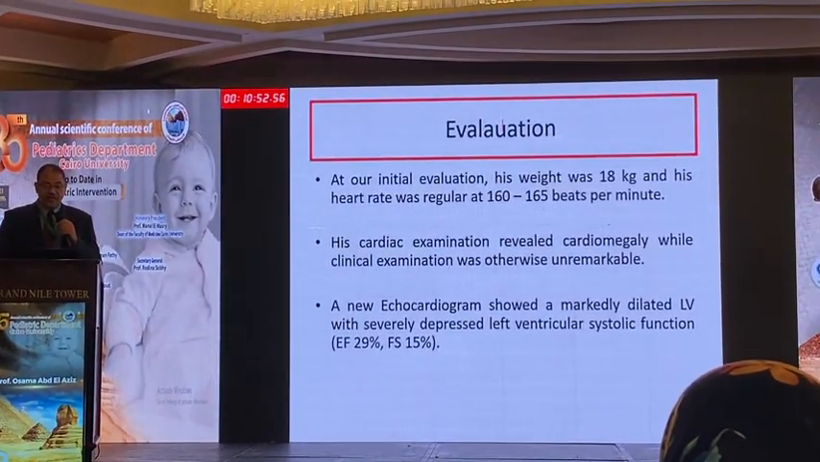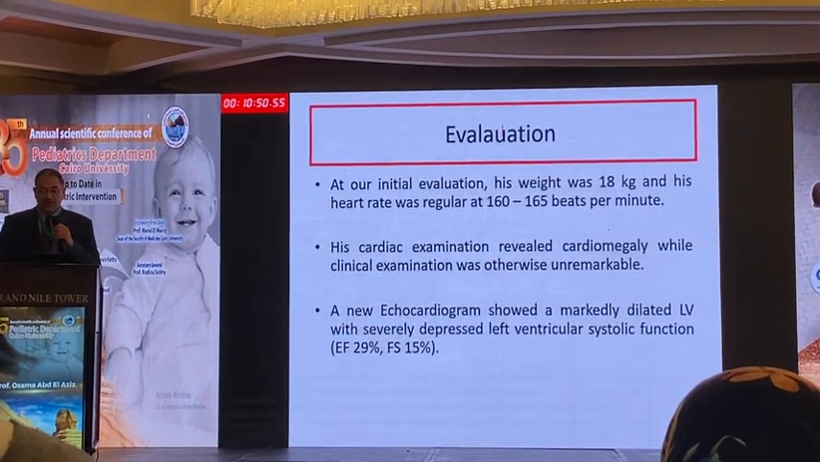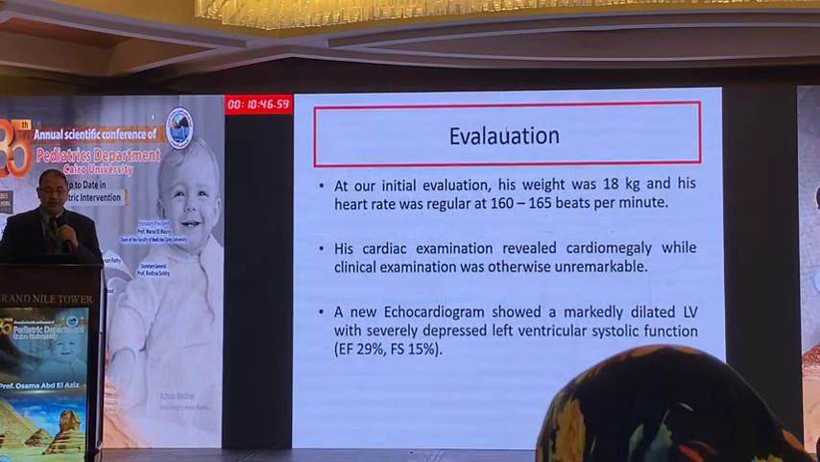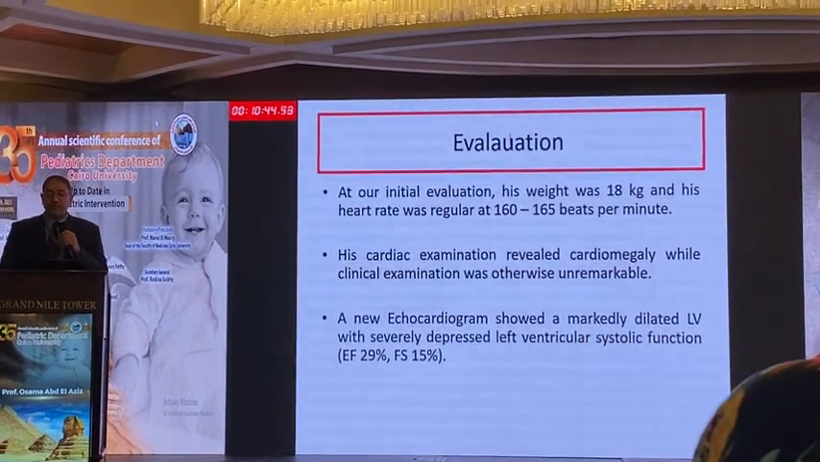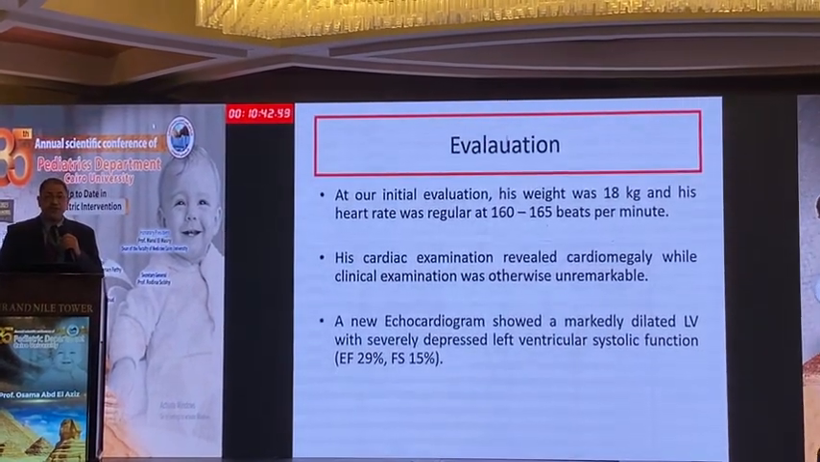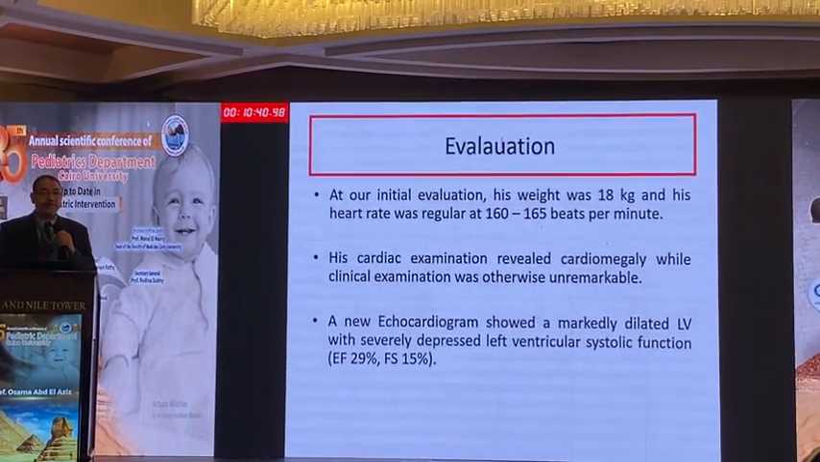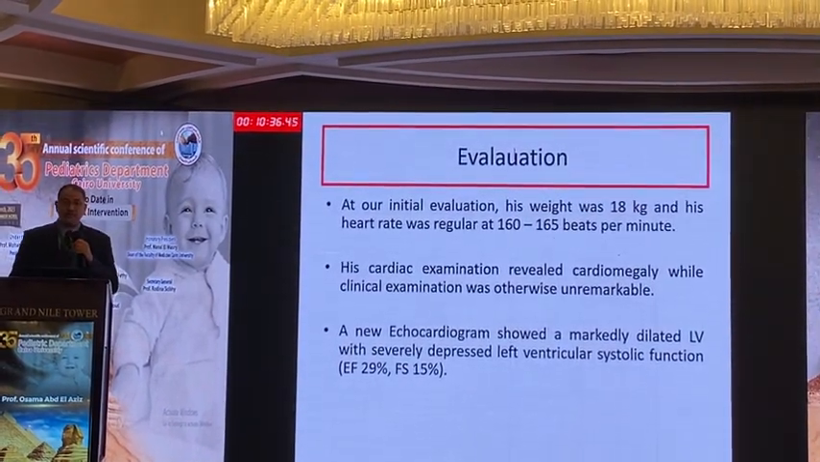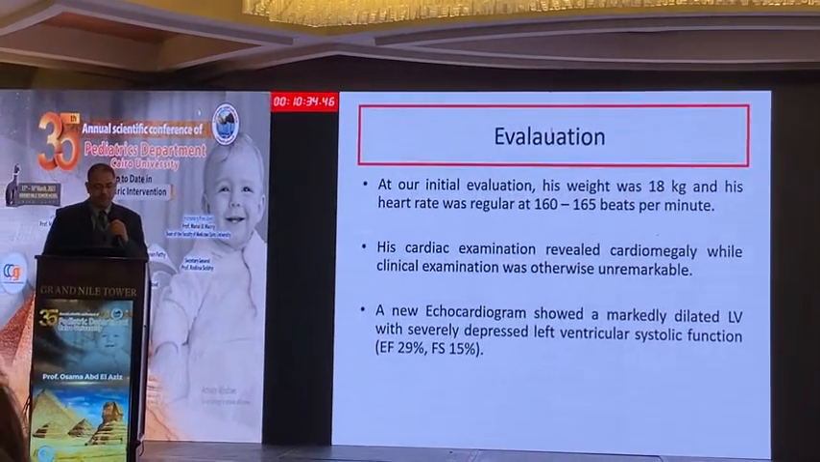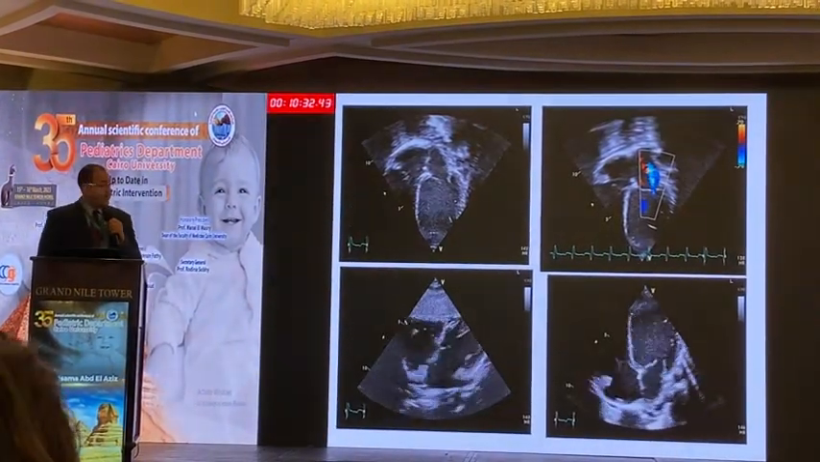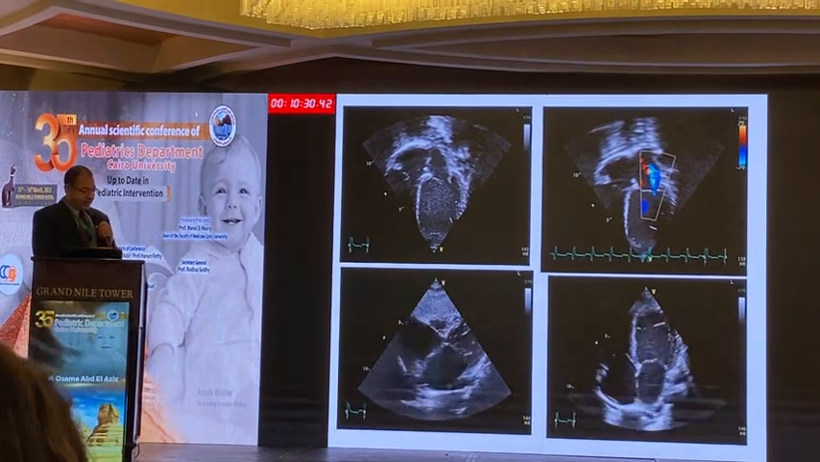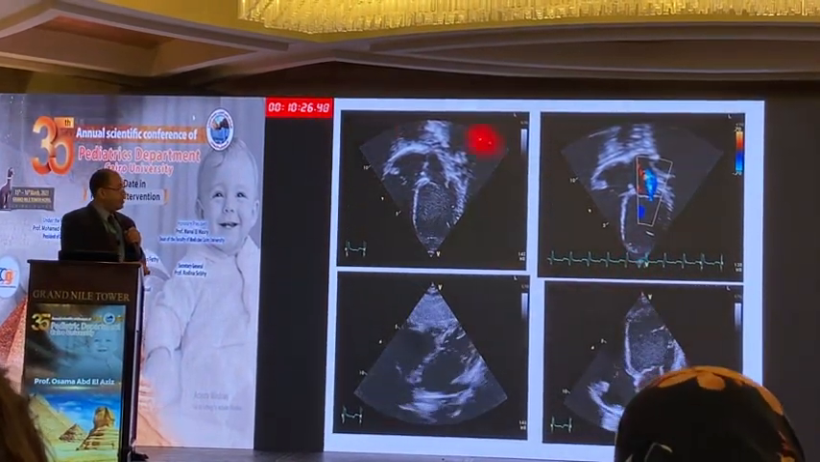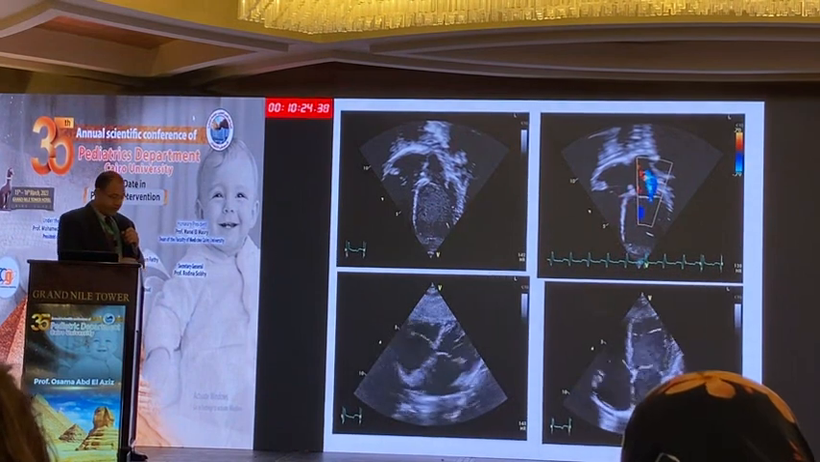At our initial evaluation, his weight was 18 kilograms and his heart rate was 160 per minute, regular. Cardiac examination revealed cardiomegaly, and a new echocardiography revealed dilated cardiomyopathy with fractional shortening even worse than before, 15%. In this echocardiography, as we see here, the LV is markedly dilated and there is moderate mitral regurgitation.